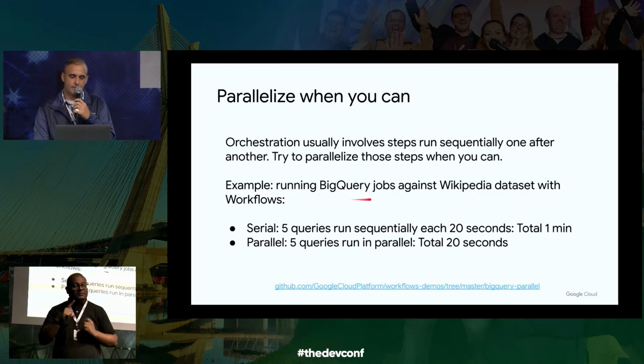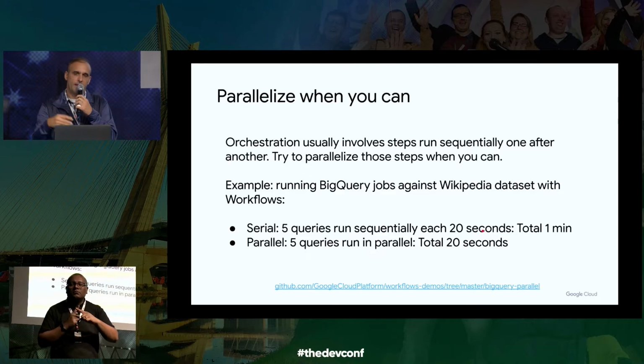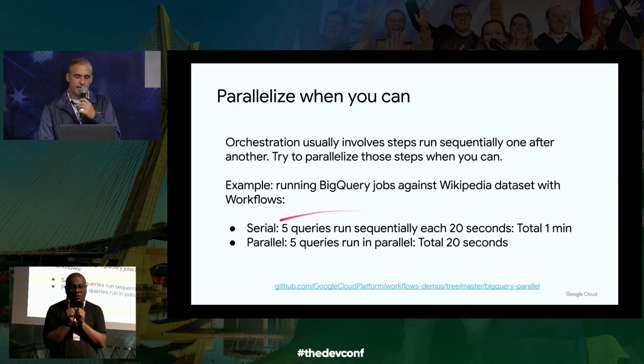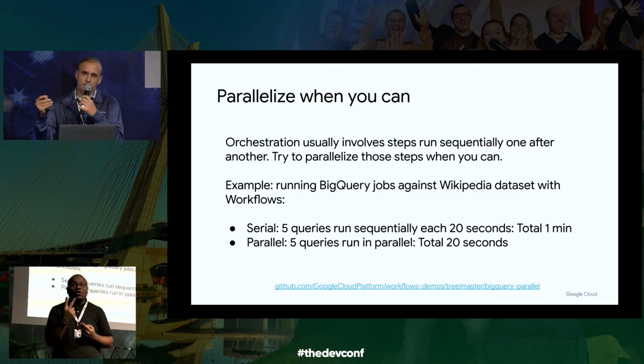We have this job, BigQuery jobs. It's basically a job that runs some queries against a database, Wikipedia. And if you run these queries sequentially, so one after another, then each query takes 20 seconds, right? And because of that, 20 times 5, the whole thing takes 1 minute. But if you take these queries, and they're independent, and run them in parallel, then they take 20 seconds, because they can run in parallel. And to do this, it's really easy.